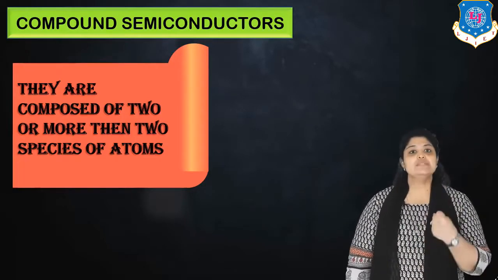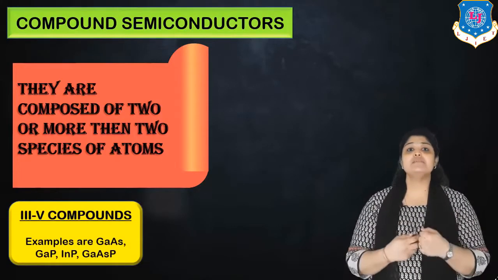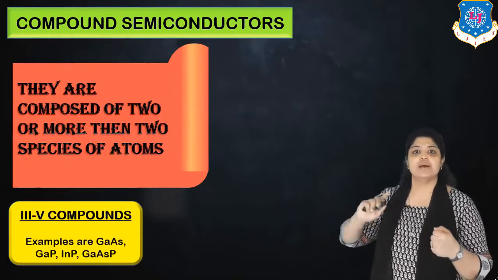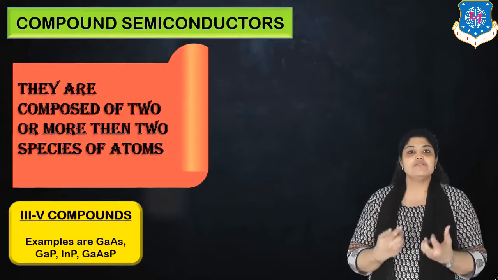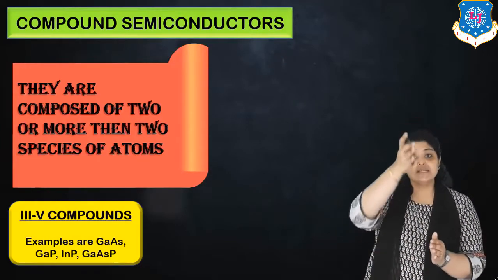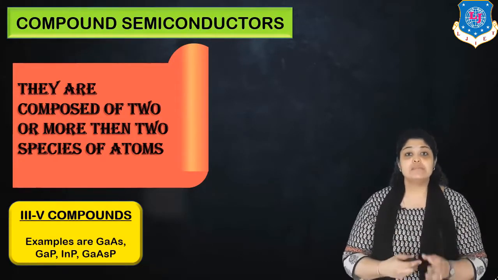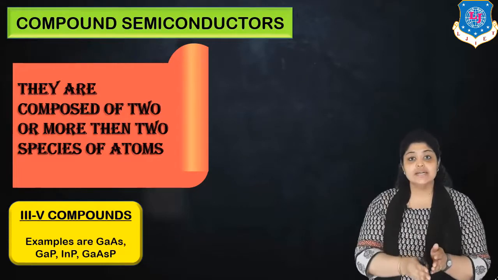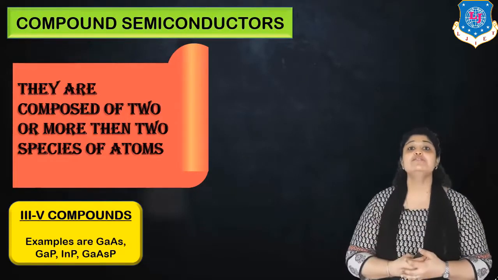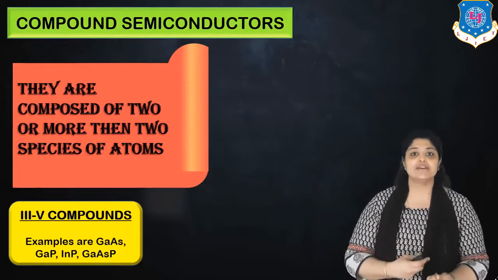Now these compound semiconductors are further divided into two categories. One of them is known as a 3,5 compound. What do you mean by a 3,5 compound? They are compounds which are formed by series 3 and series 5 of the periodic table. That means elements which come under the third group and elements which come under the fifth group. Some examples are gallium arsenide, gallium phosphide.